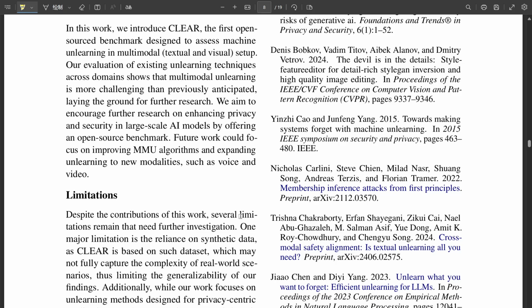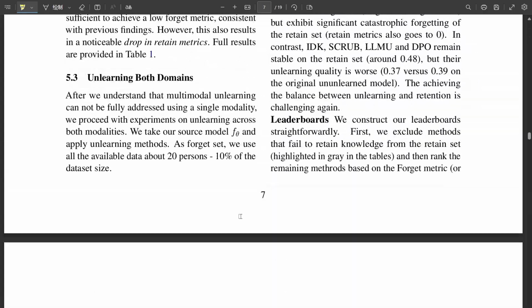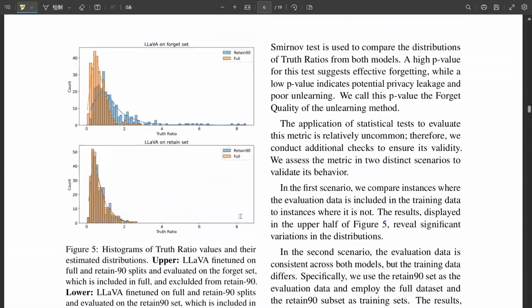So remember how we were talking about measuring how well these unlearning methods actually work? Well, the researchers came up with a really clever metric for this. It's called forget quality. Forget quality, huh? Sounds pretty straightforward. So it just measures how much the AI actually forgets. It's a bit more nuanced than that.